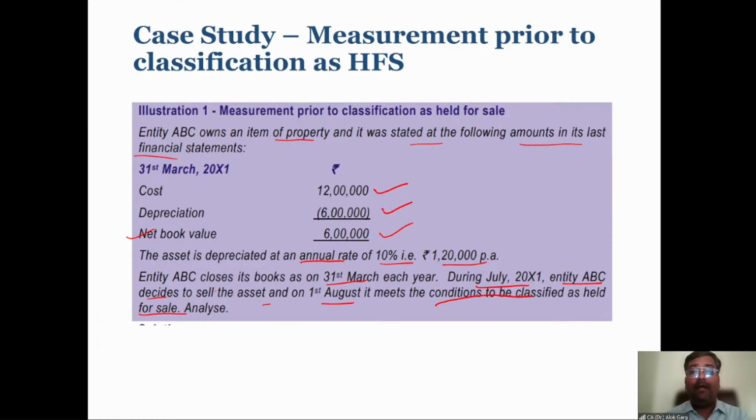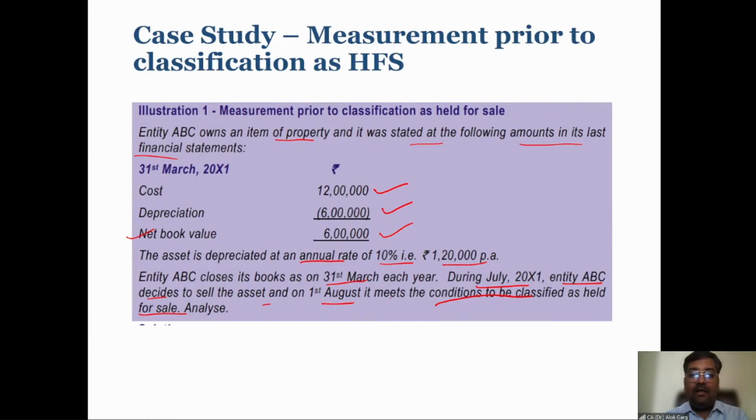Friends, what is your step number 1? Your step number 1 is to compute the carrying value as per Ind AS 16. So in this case, on 31st March 2001, it is 6 lakh rupees, right? Per annum depreciation is 1,20,000 rupees.